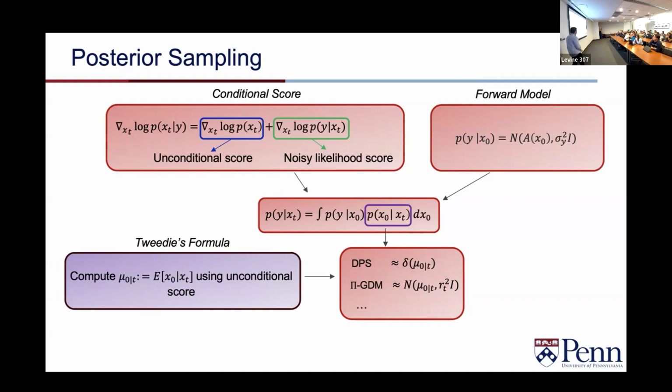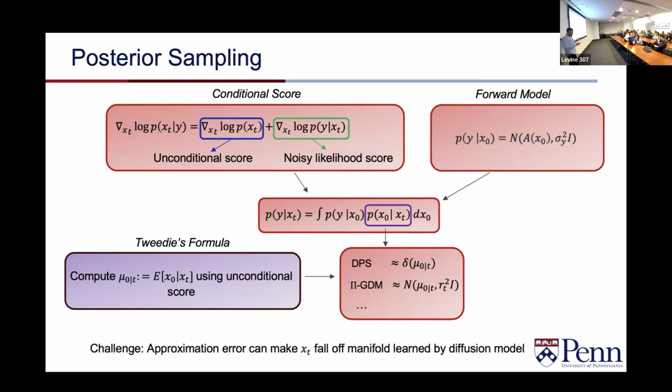The first is known as diffusion posterior sampling, or DPS, where you just approximate this distribution P of x0 given xt as a delta distribution with mean mu 0 given t, which is precisely the posterior mean. And then maybe you can also make a normal distribution and so on and so forth. So what are the main challenges from doing this, right? Because we made this very poor man's approximation to this distribution.